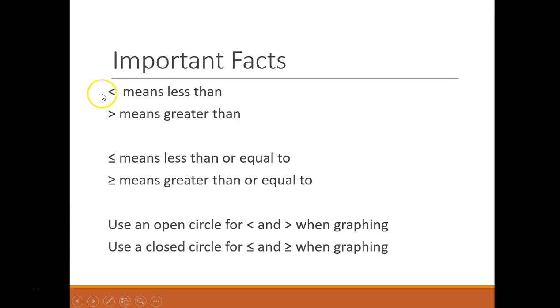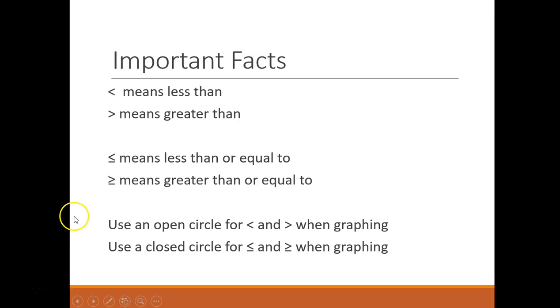When you have the carets pointing left and right, the one with the small part to the left is less than, and the larger part to the left is greater than. If it has a bar underneath, that means less than or equal to, and if it's the other direction, it's greater than or equal to.